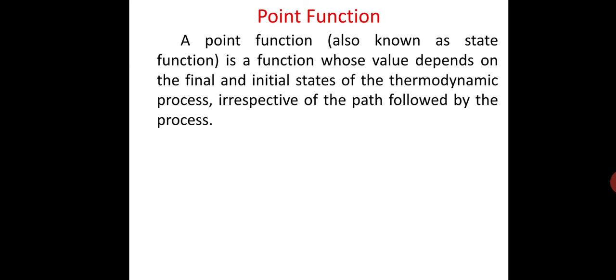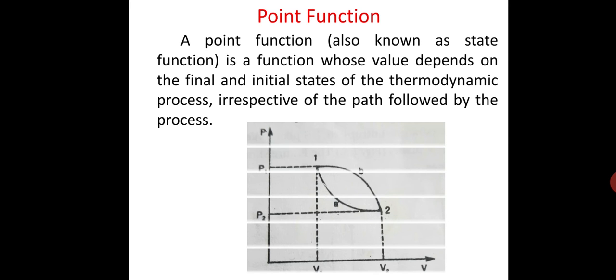A point function is a property of a system, or we can say all the properties of the system are point functions. Note here that since the point function is only dependent on the initial and final state of the system, hence in a cyclic process the change in a thermodynamic property is 0. Now see the diagram.